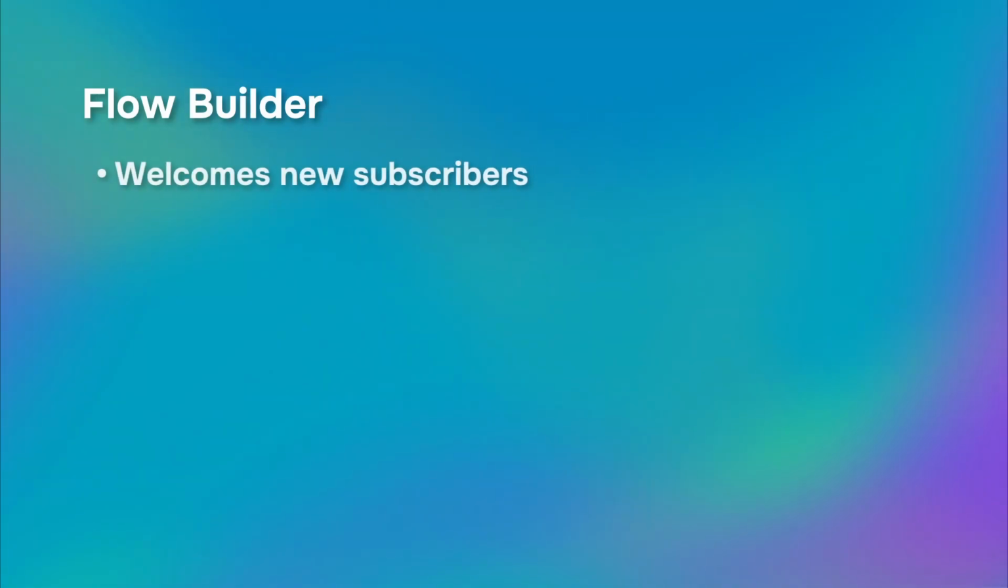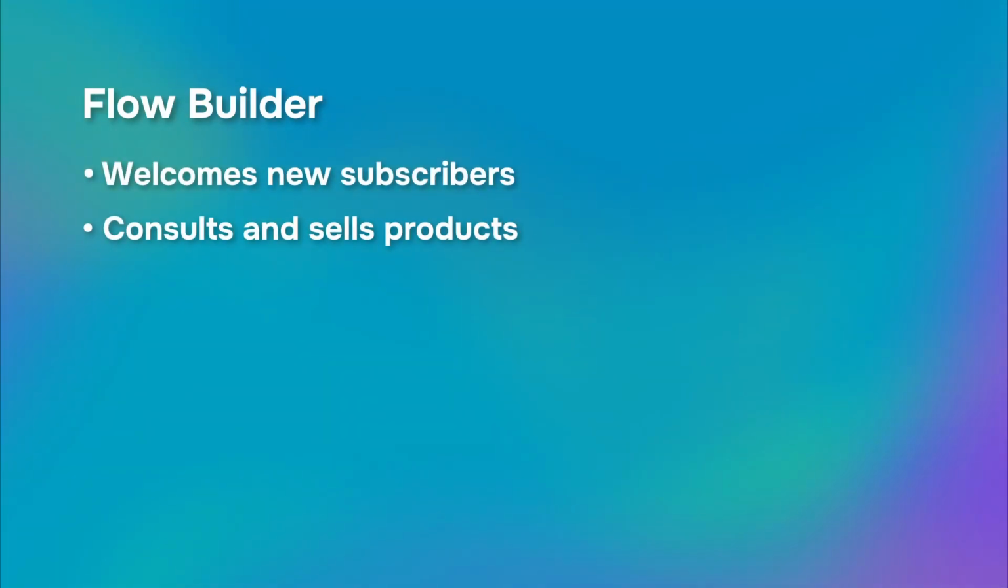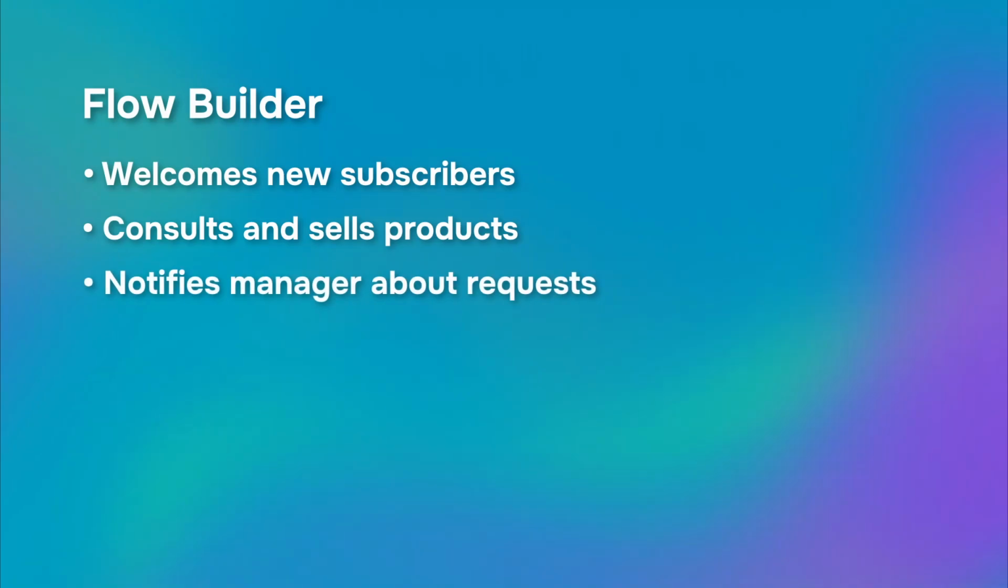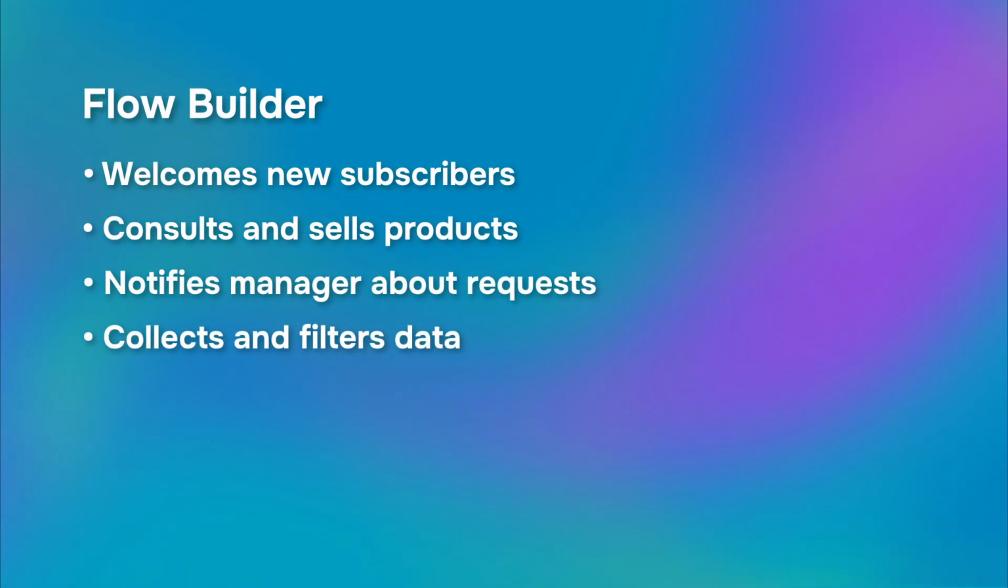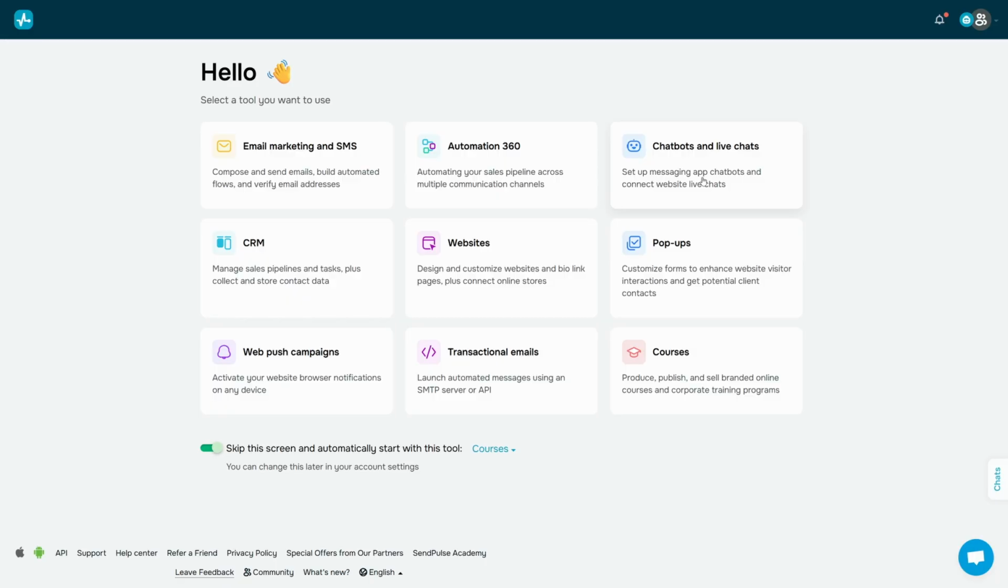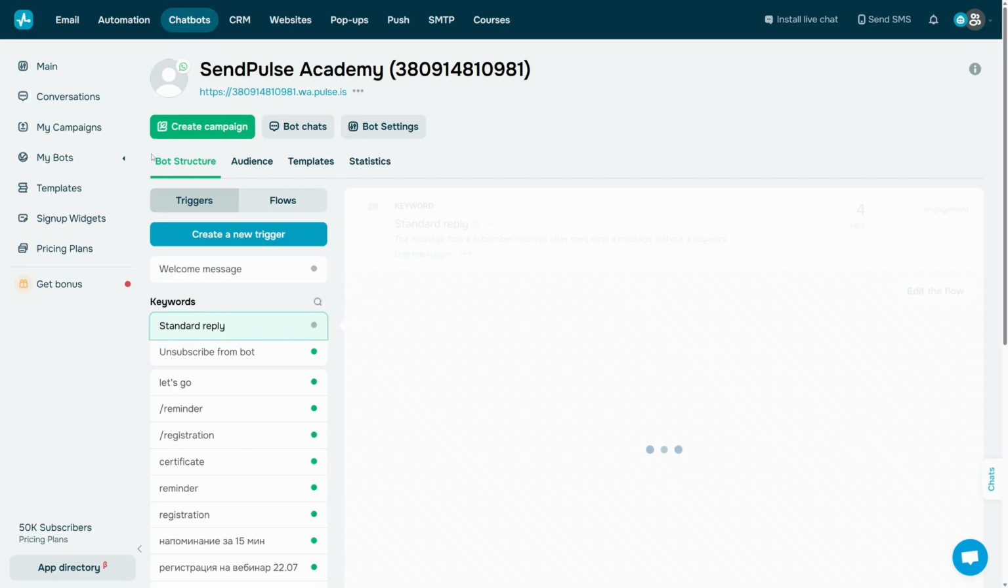The Flow Builder is the main tool to set up your bot, to welcome new subscribers, assist users, sell products, and notify a manager about users' questions in the chatbot. Also, a chatbot can gather information and send it to your system for future use. Go to the Bot Structure tab and select a trigger.